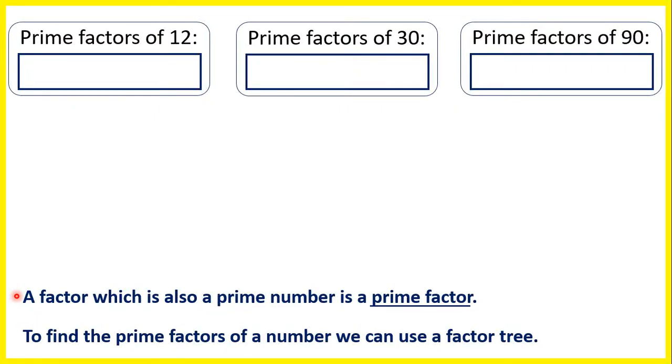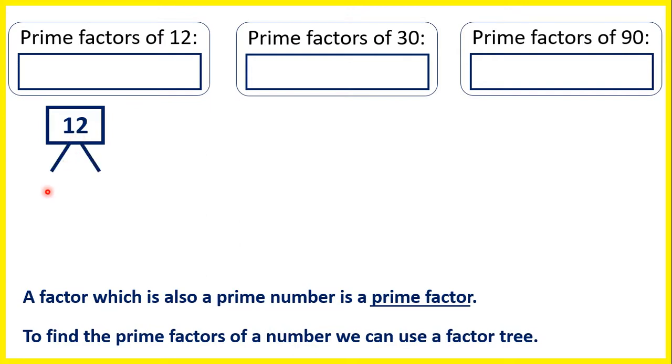A factor which is also a prime number is a prime factor. To find the prime factors of a number, we can use a factor tree. So first of all, we're finding the prime factors of 12. So we can write 12 at the top of our factor tree.